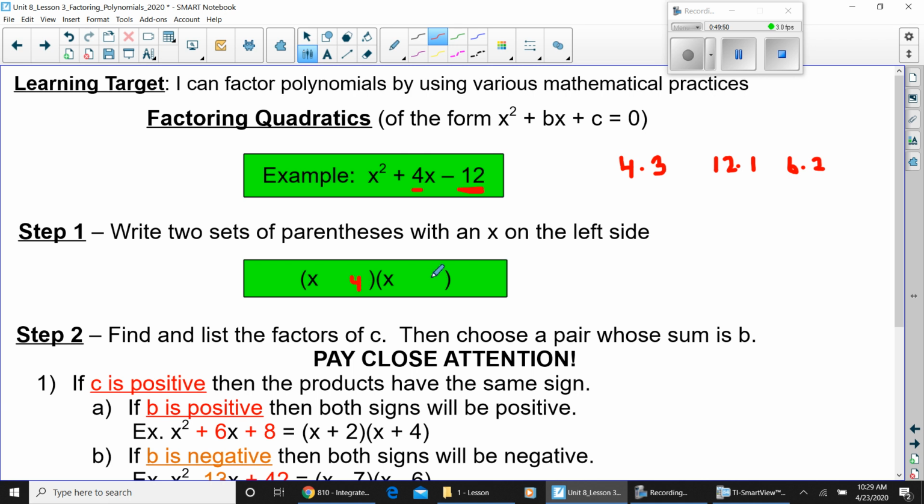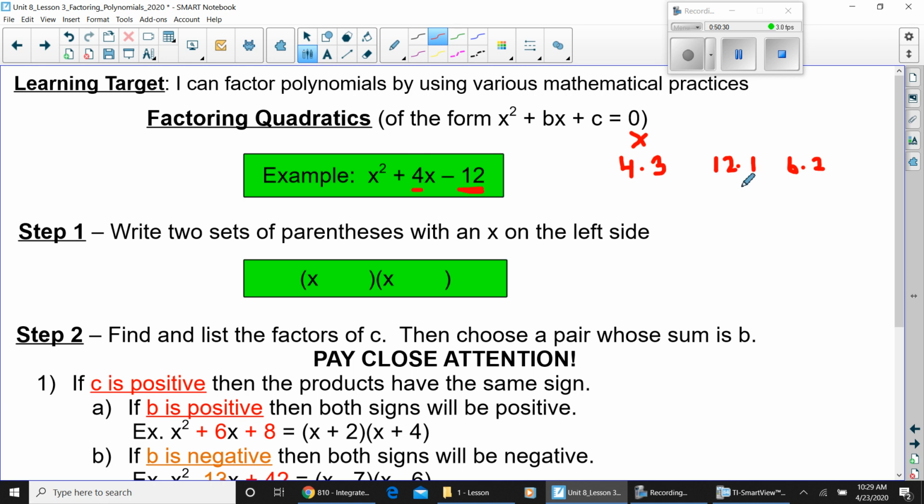Now, I don't know if this is going to be the answer. I know 4 times 3 could equal 12. I'm not worried about the sign yet. But can 4 and 3 in any way add or subtract to 4? Well, 4 minus 3 is 1, negative 4 and negative 3. So 4 and 3 cannot make 4 in any way, shape, or form. So I picked the wrong two numbers. I'm going to take those out, and I know that these are not my factors.